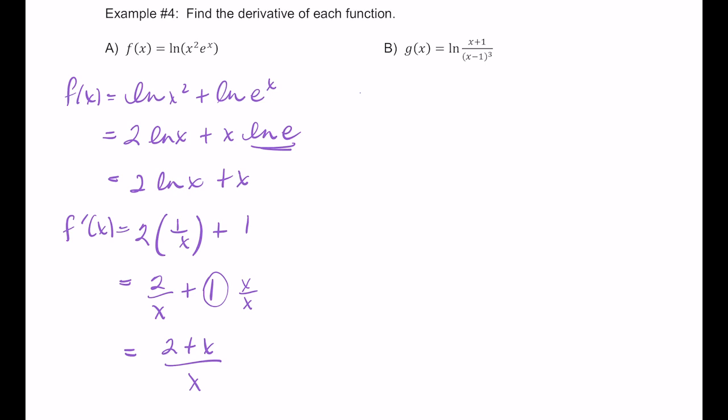In letter B, I've got g of x equals the natural log of x plus 1 over x minus 1 cubed. So similarly, I'm going to use my log rules and rewrite this first. Otherwise, like I said earlier, you have to use the chain rule and the product rule. So here we would have to use the chain rule and the quotient rule. So if I rewrite this, dividing logs is the same as subtracting the 2 logs. So I'm going to change this to the natural log of x plus 1 minus the natural log of x minus 1 cubed.